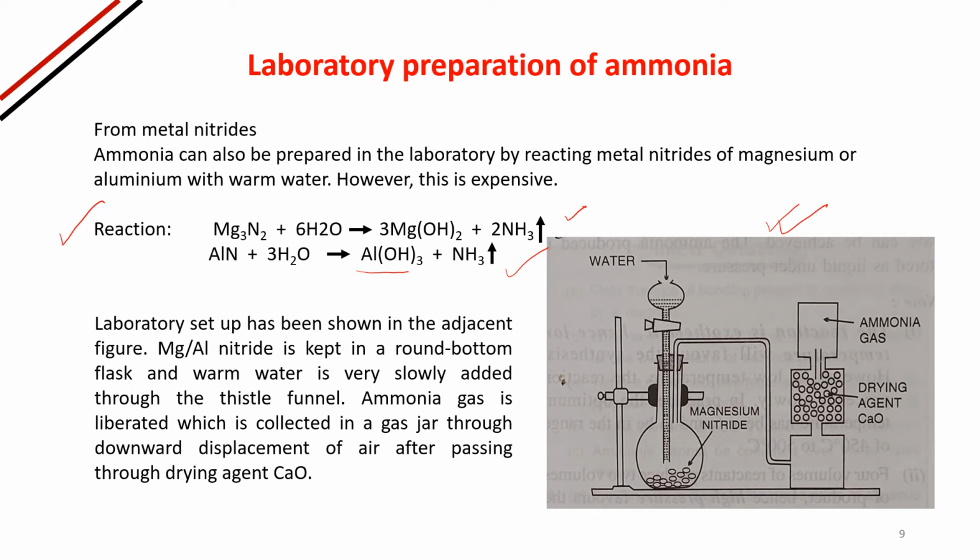Magnesium or aluminum nitride is taken in a round bottom flask and warm water is very slowly added through the thistle funnel. Ammonia gas will come out. Okay, that gas is collected in a jar through the downward displacement of air after passing through a drying agent like CaO. We are using CaO for drying ammonia.